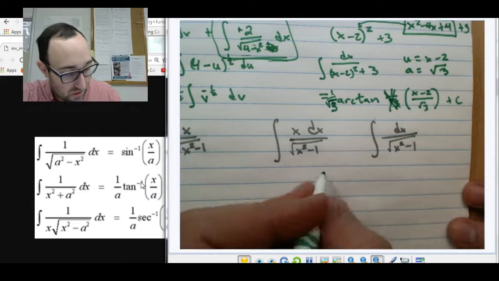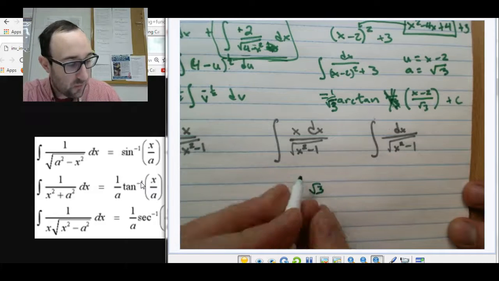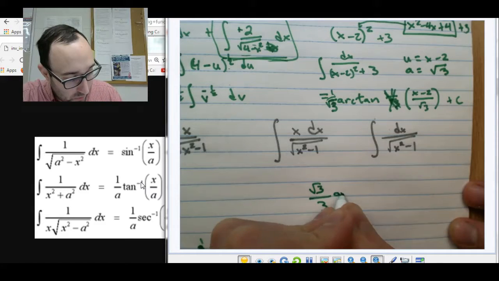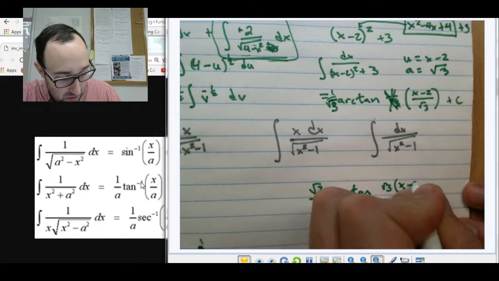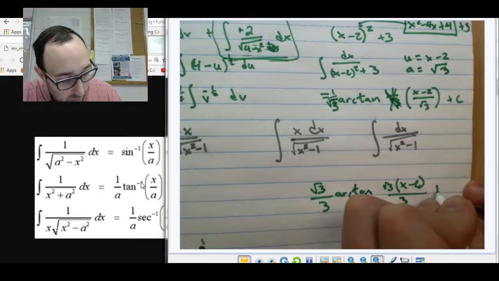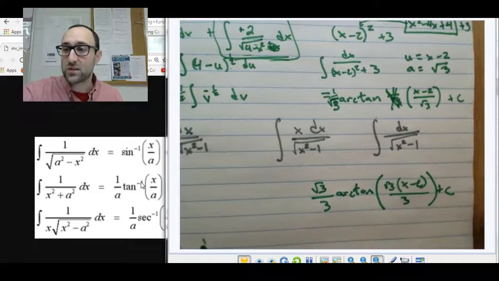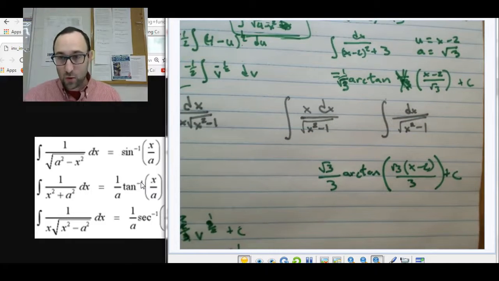So that should be the 1 over the square root of 3 right there. So we could really say this is the square root of 3 over 3 arctan of the square root of 3 times x minus 2 over 3 plus c. We can put all that in parentheses, and then that would be our solution. Okay, so there you go.